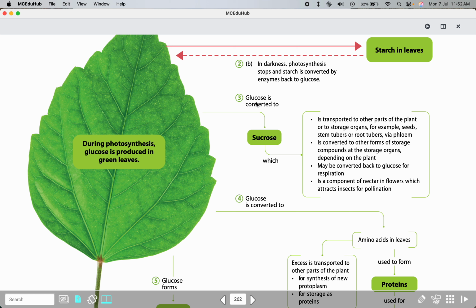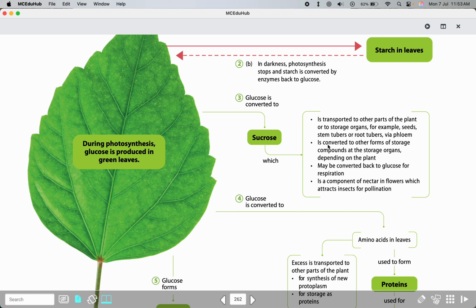Okay, but this sucrose, anyway, as I was saying, glucose converted to sucrose, and this sucrose is one of the reasons why actually when you eat fruits or something, it tastes quite sweet. This is one of the reasons why sucrose tastes sweet. So sucrose can be used for a few different things. Firstly, it can be transported to other parts of the plants, for example, the storage organ, and found in the seeds, right? So that's one of the reasons when you eat certain fruits with the seeds around it, it tastes sweet, right? It can be found in the stem tubers or the root tubers, and sucrose is transported through the phloem. Okay, I hope that you remember the structure of the phloem.